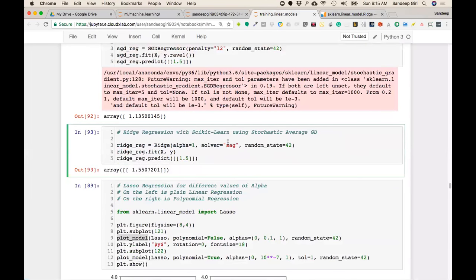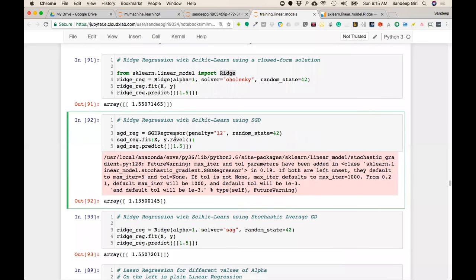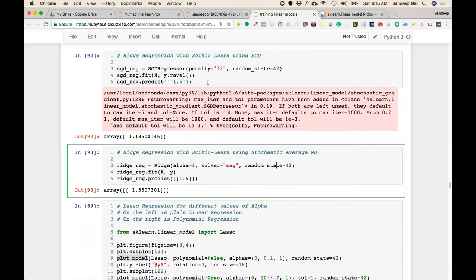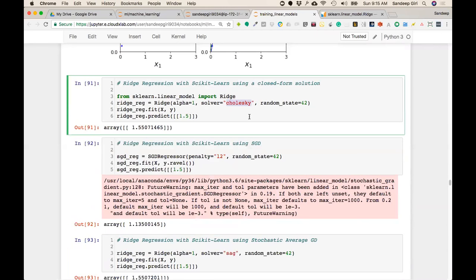All right, so this is another way of using stochastic methods. This one was using the SGD regression, stochastic gradient descent, and there is a variant of it using average gradient descent. This other one, the Cholesky one, is the one which uses the normal equation.